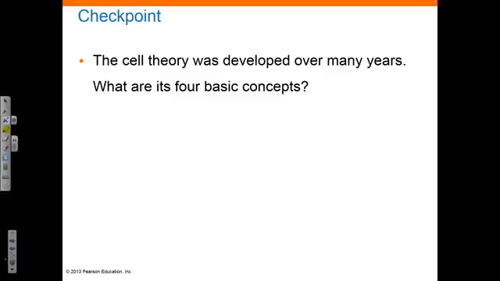The 4 concepts of cell theory are: cells are the building blocks of plants and animals. They're the smallest functioning units of life. Cells are produced through the division of pre-existing cells, and each individual cell will maintain homeostasis.